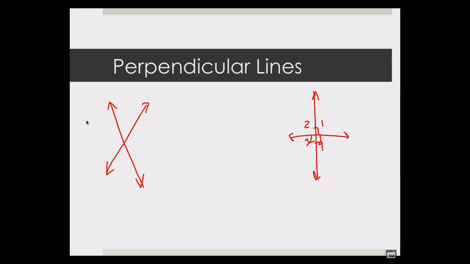However, why are 1 and 3 congruent? Because if 2 is congruent, then 3 has to be, because 1 and 3 are vertical angles. Okay, good.